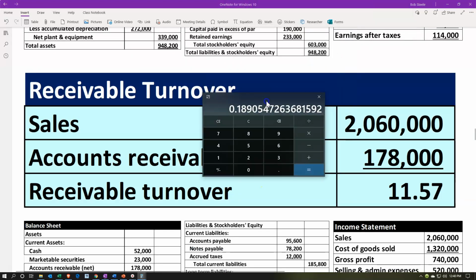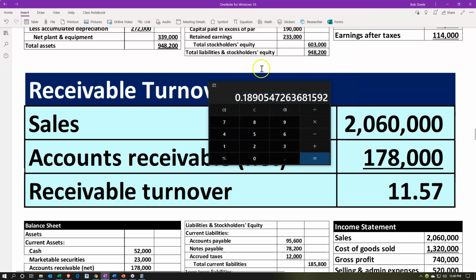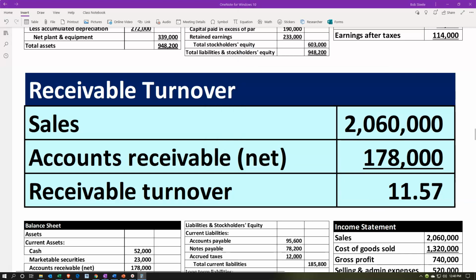So let's do that calculation down here. We're going to say that will be the 206,000 divided by 178, and that's going to give us our 11.57. We typically want this number to be higher. All these turnover ratios we want to typically be higher. Why? Because we want the sales to be increasing. Obviously, that's the point. We're trying to increase sales.